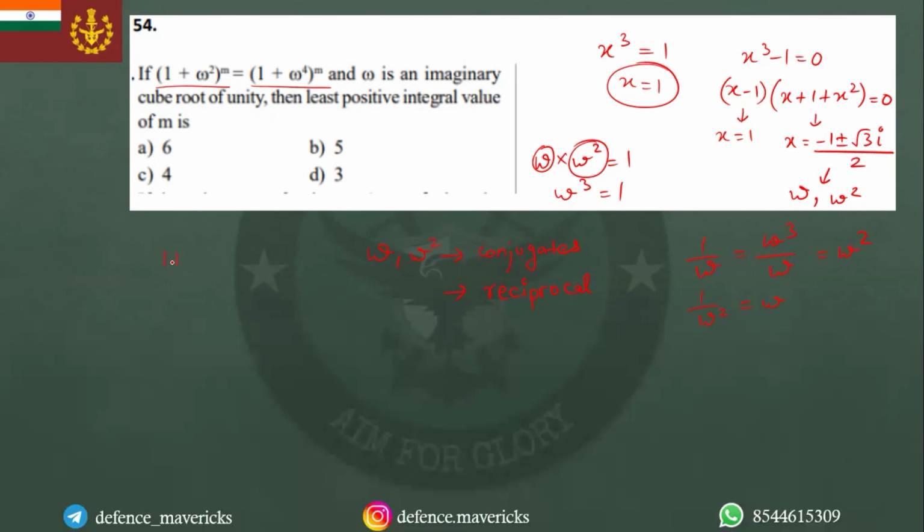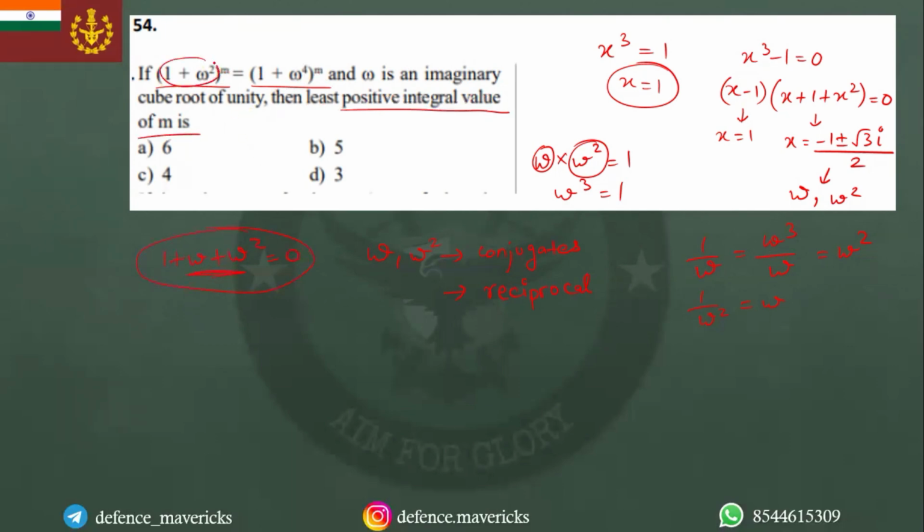Also, if you add all three of them, 1 plus omega plus omega square, you will get 0. So if you add omega and omega square itself, you will get minus 1. Even this is used in a lot of cases. Now let's solve some questions. If (1 plus omega square) to the power m is (1 plus omega to the power 4) to the power m, and omega is imaginary, then what is the least positive integral value of m?